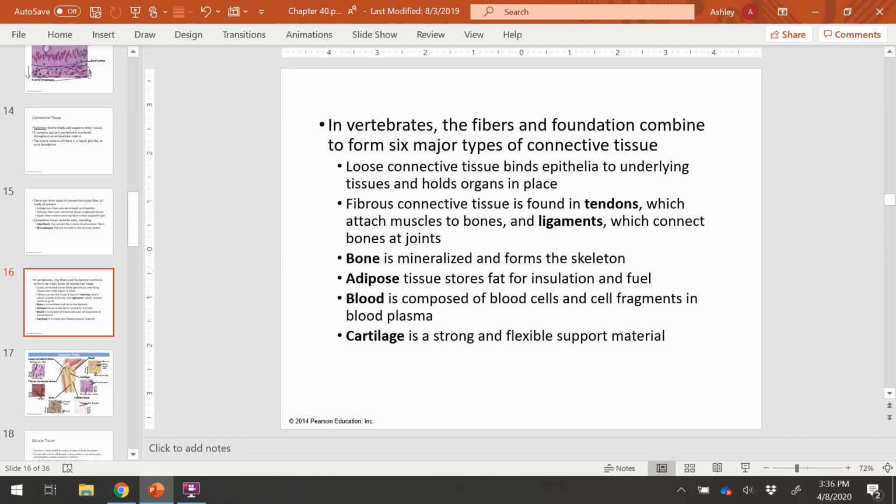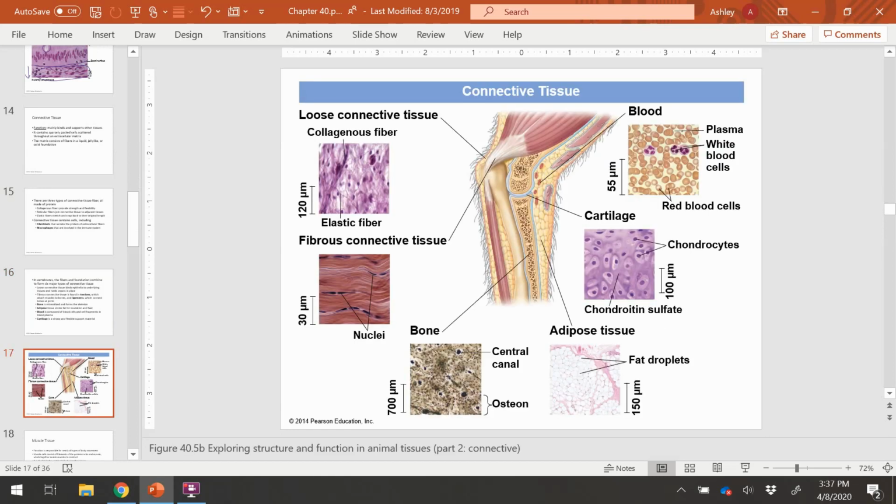Then we have blood, which is the 5th one here. Blood will be composed of different cells and cell fragments and blood plasma. Oh, Lord. And so we will look at that in our circulatory system chapter. And lastly, but not least, cartilage. Cartilage is strong and flexible support material that is going to be in different regions that we need flexible support in. And so those are shown here in this image.